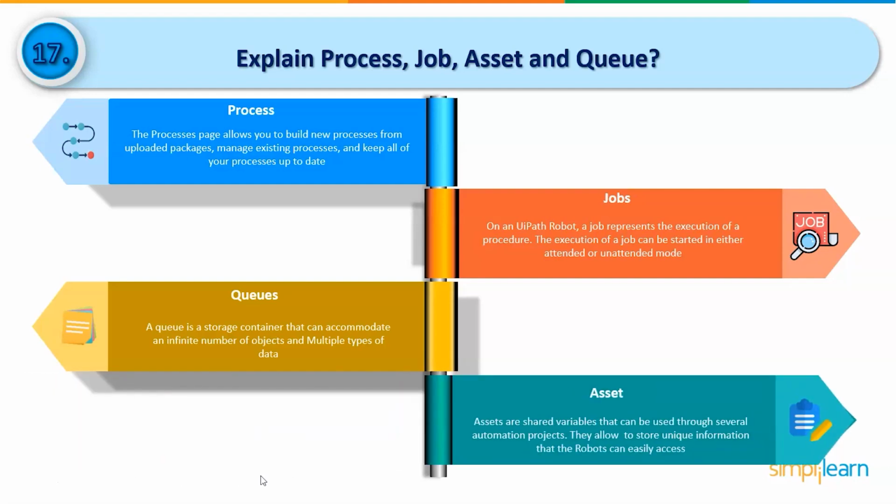Assets. Assets are usually shared variables or credentials that can be used through several automation projects. They allow you to store unique information that the robots can easily access.